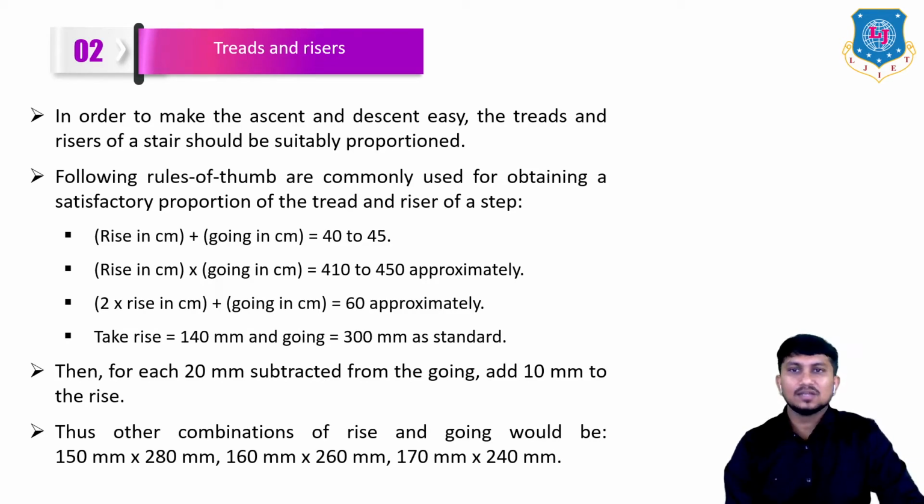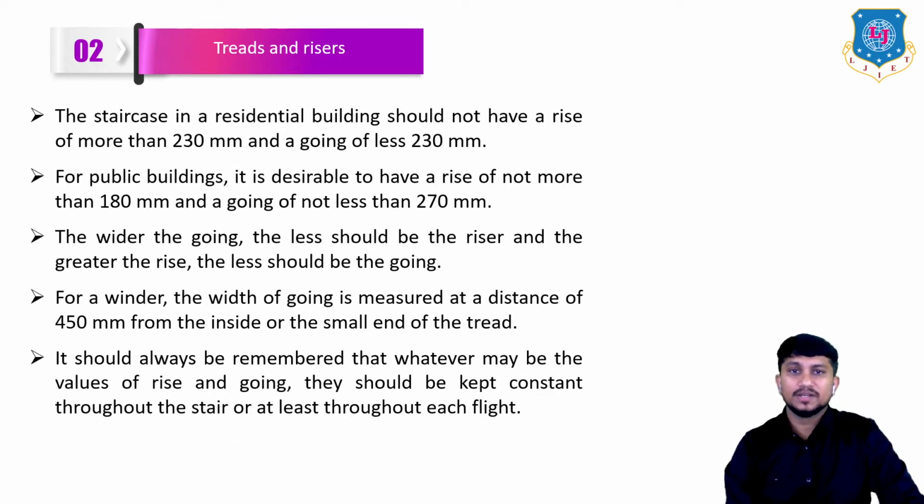In this, the sizes of treads and risers are selected with the help of thumb rule, which was already discussed in this lecture before. The staircase in residential building should not have a rise of more than 230 mm and a going of less than 230 mm. For public buildings, it is desirable to have a rise of not more than 180 mm and a going of not less than 270 mm. You have to consider this criteria. The wider the going, the less should be the riser, and the greater the rise, the less should be the going. This concept should be considered in selecting treads and risers.